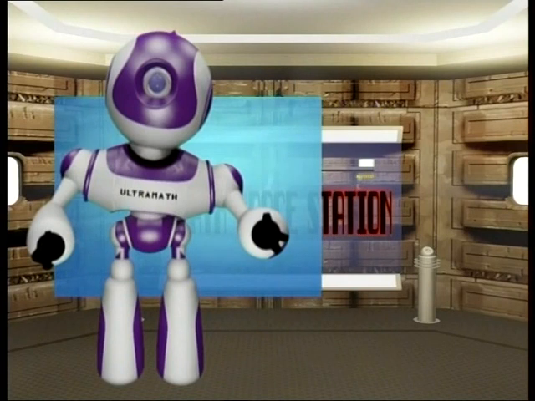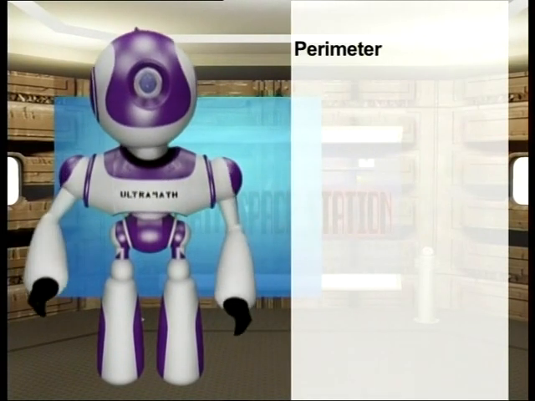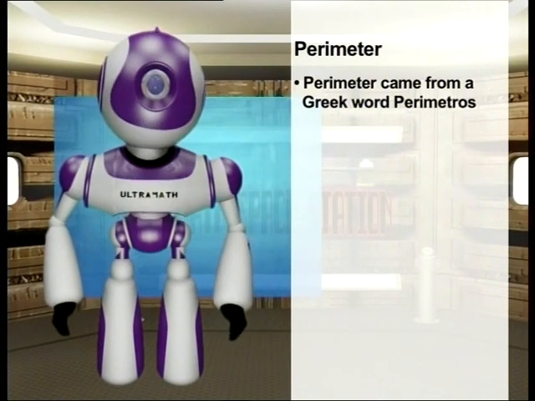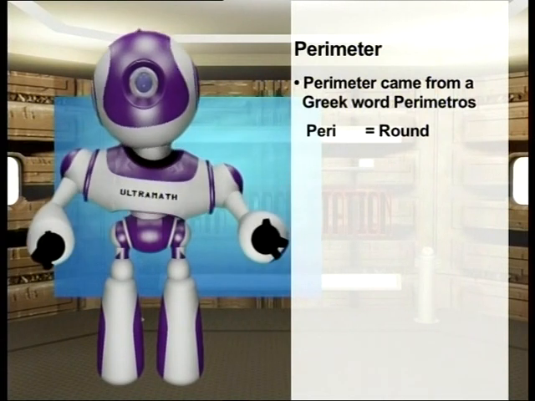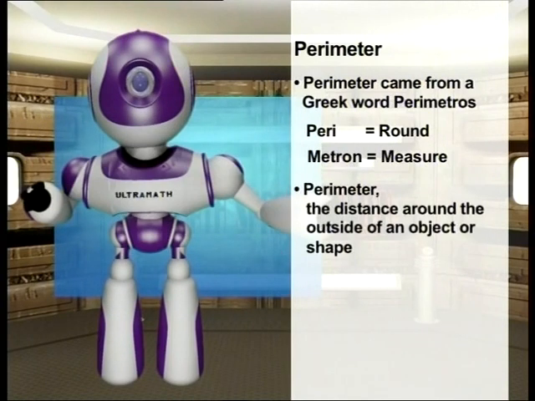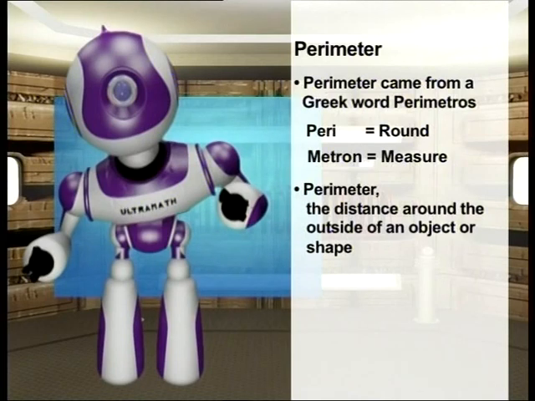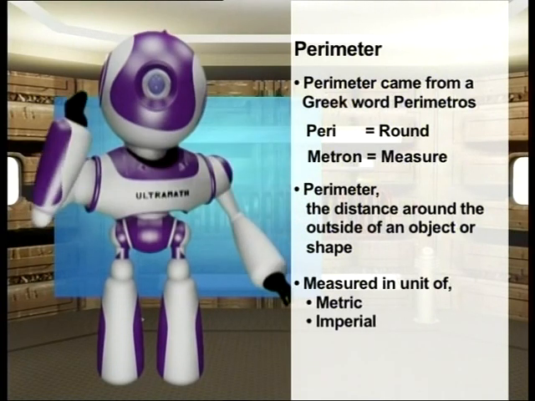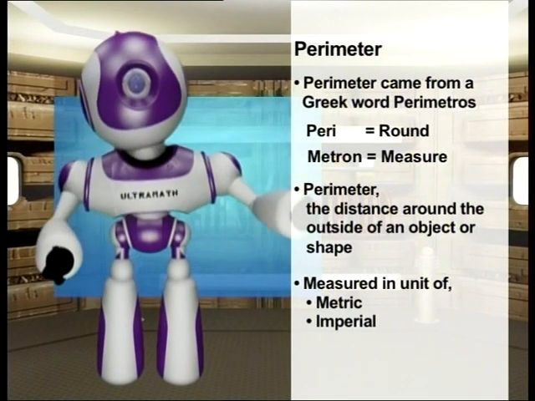Let's move on. Have you ever heard the word perimeter? You do? That is good. Perimeter came from the Greek word perimetros, which means peri, round, metron, measure. Well, perimeter is the distance around the outside of an object or shape. It is measured in units of metric like centimeter and meter, or imperial such as feet and foot.